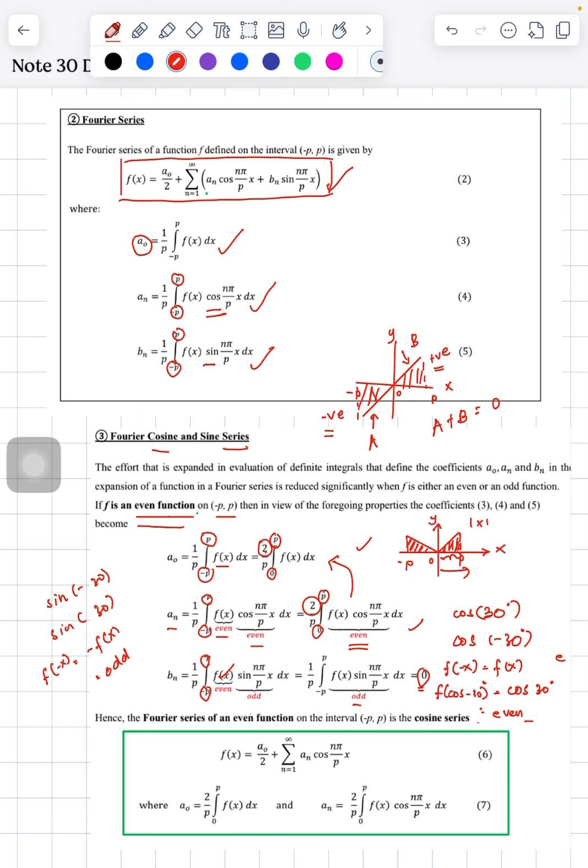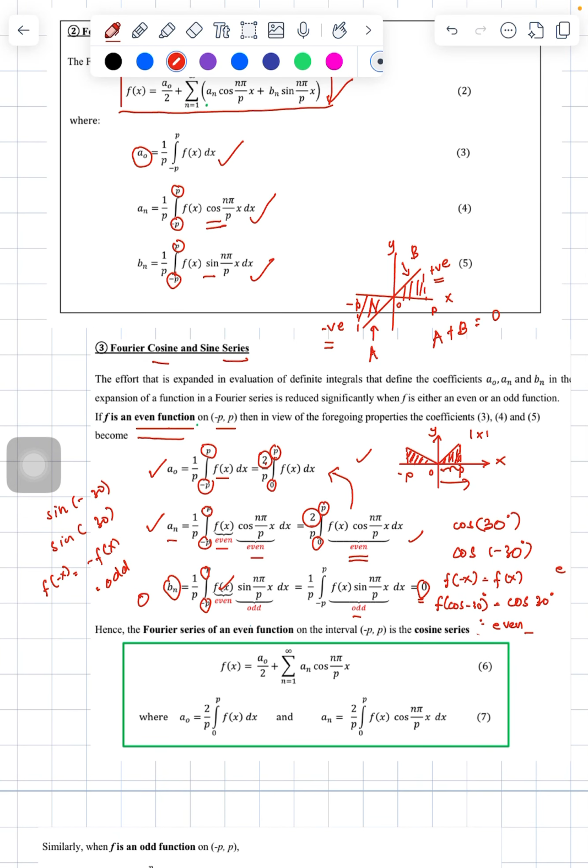So for an even function, if our f(x) is even, you just need to compute a naught and an, because bn will always be 0. Okay, that is for an even function. Now for an odd function.